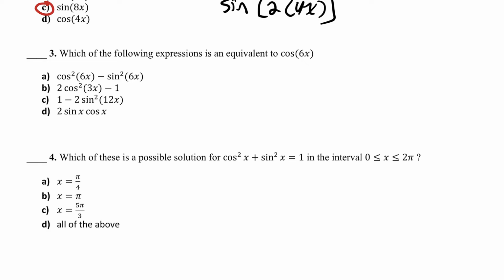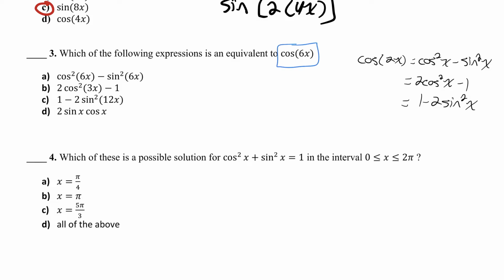Number 3, I notice answers A, B, and C are all double angle identities for cosine. I'll just jot those down on the side here for you. Those are the 3 versions of the double angle identities for cos. So let me rewrite the original question. Let me rewrite the angle as a double angle.